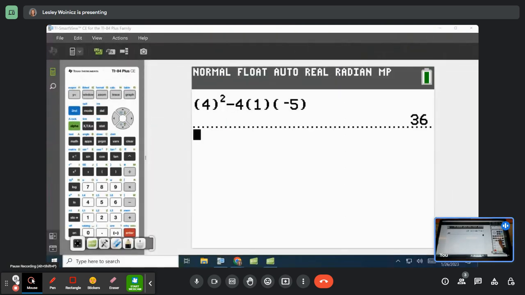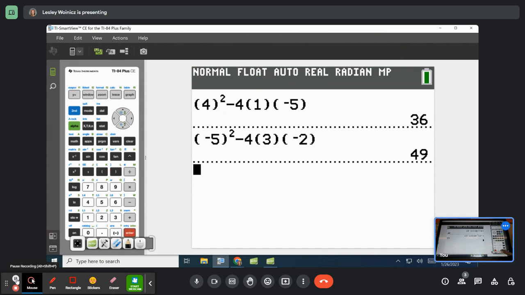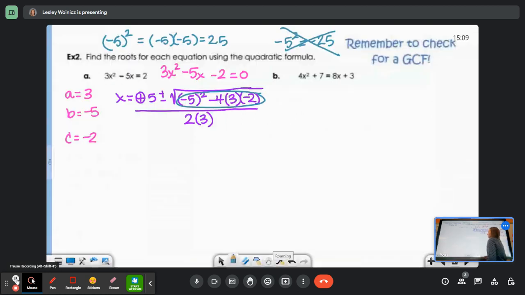Okay, so we're going to do open parentheses, negative 5, close them, square it, minus 4, open parentheses, 3, close them, open, is it negative 2? Yes. Thank you. 49, which is another perfect square. Yay!